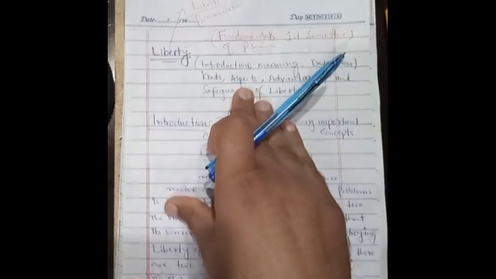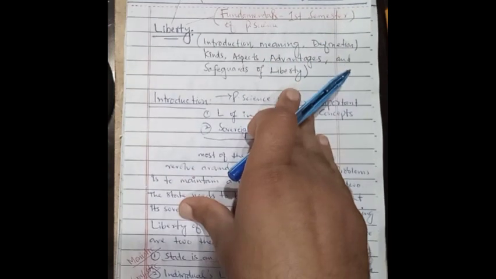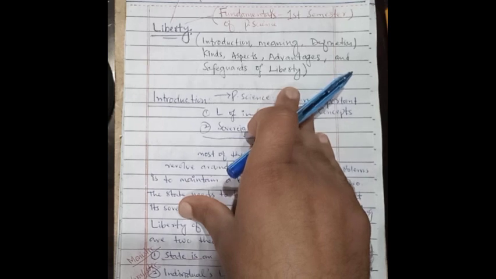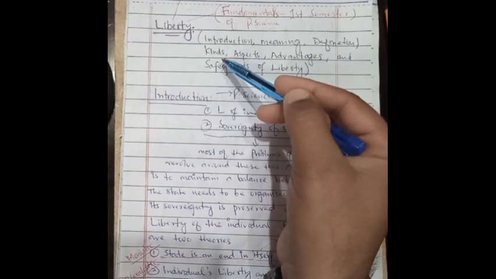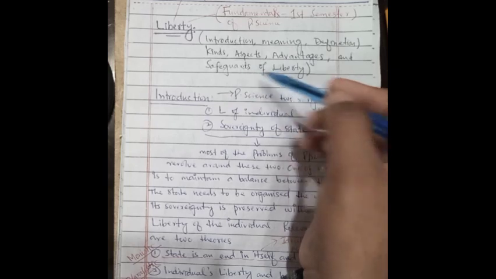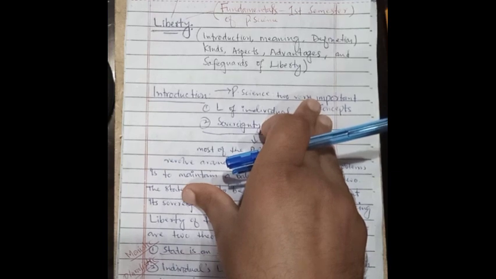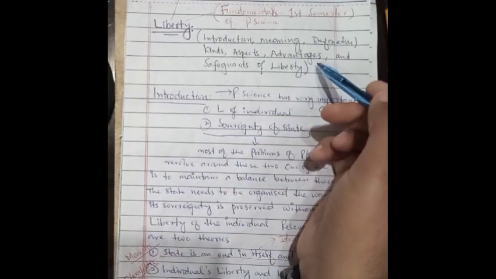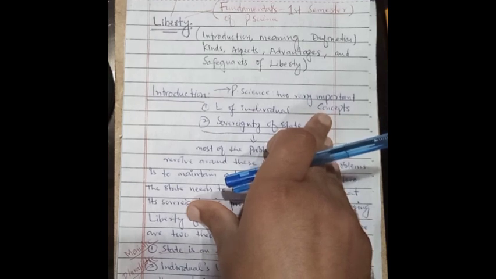Liberty, it is pronounced as liberty. The correct pronunciation of the word is liberty. In our lecture we will discuss introduction to liberty, meaning, definition, kinds of liberty, aspects of liberty, advantages of liberty, and safeguards of liberty. It is a lengthy topic, so we will try to cover it in two lectures. In today's lecture, we are going to cover it up to the advantages, and the safeguards of liberty will be covered in our next video lecture. So let's start.